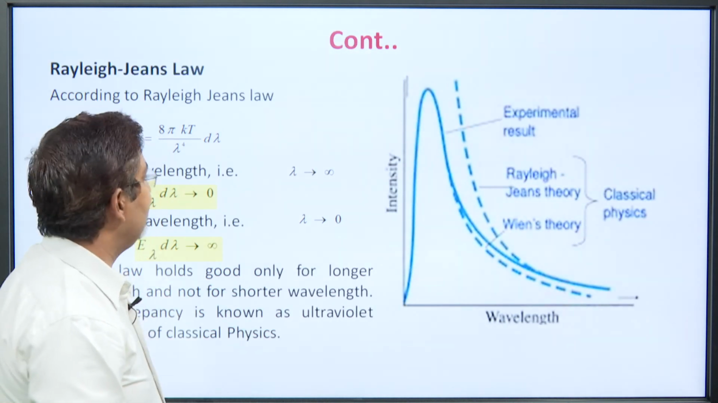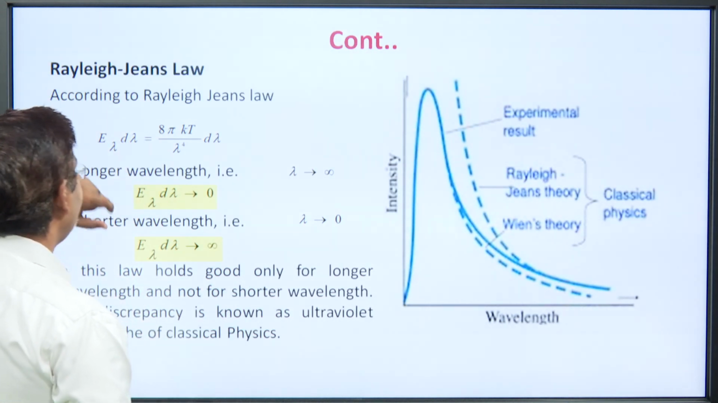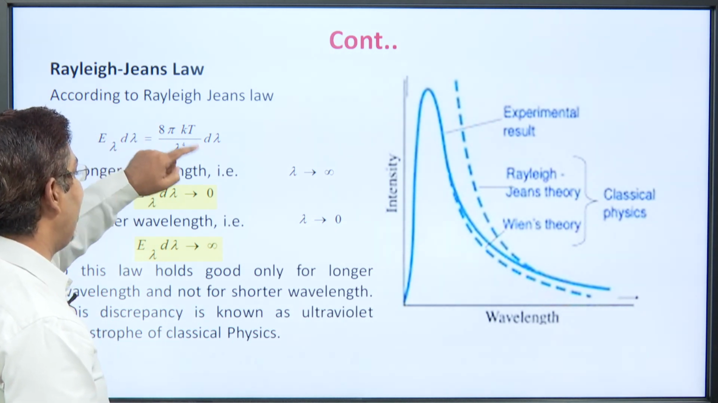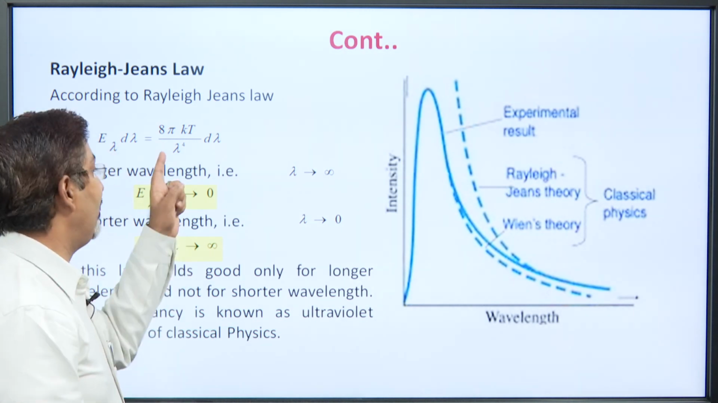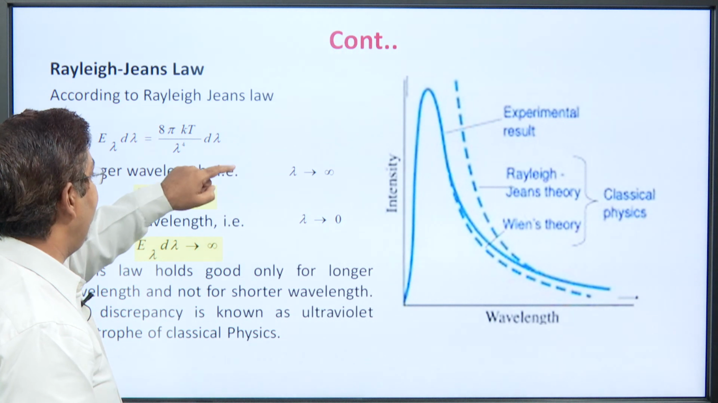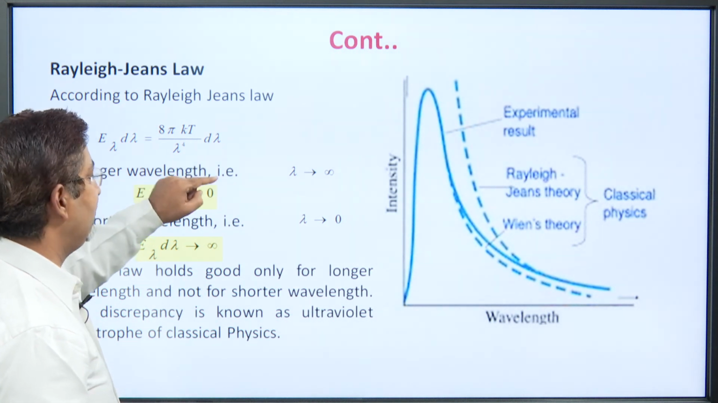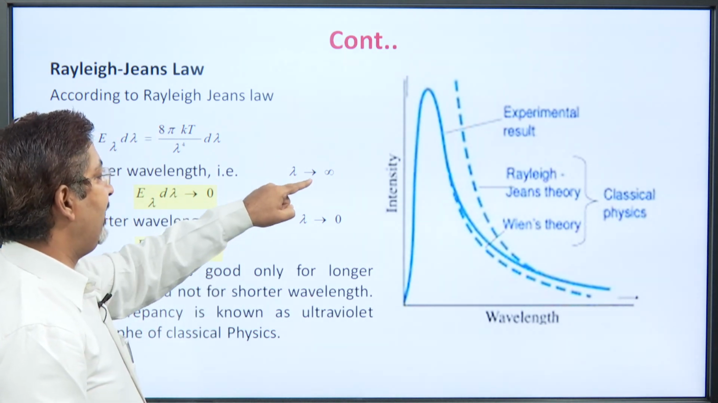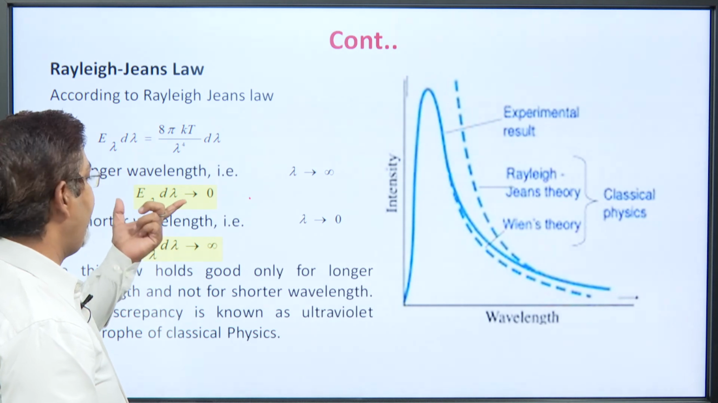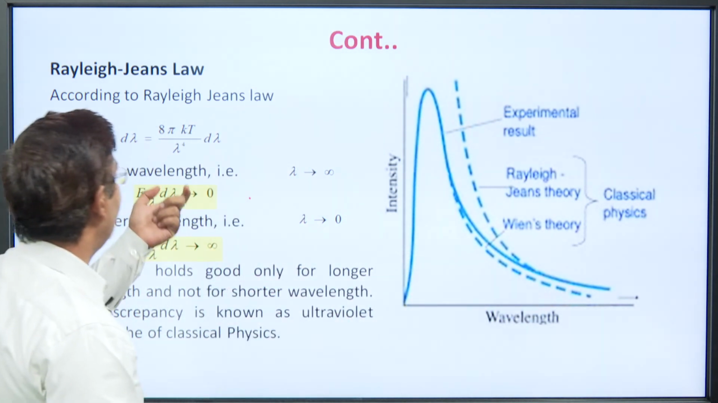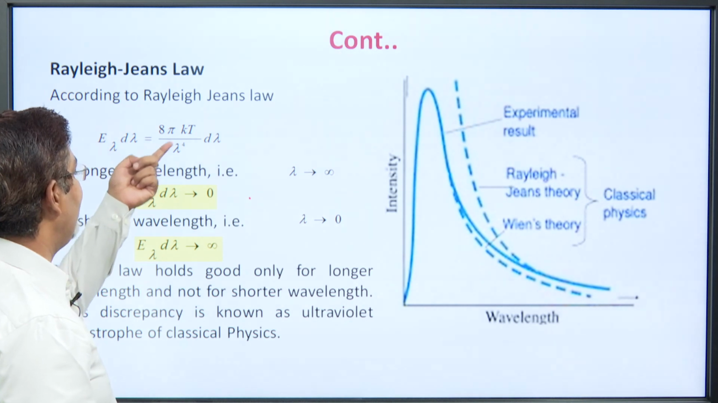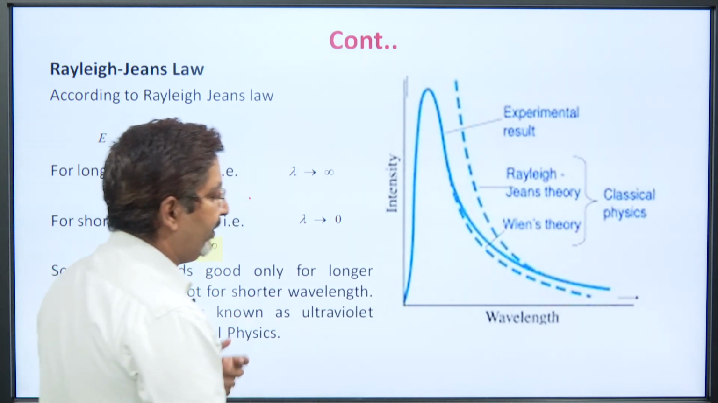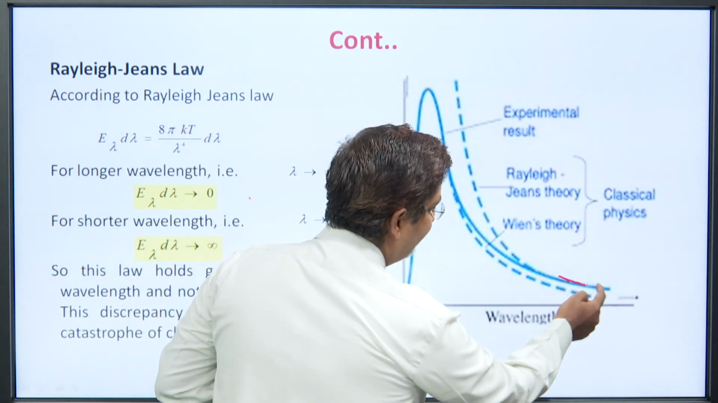The second attempt was by the Rayleigh-Jeans law, and the formula in terms of wavelength is given by E lambda d lambda is equal to 8 pi k T upon lambda to power 4, d lambda. For longer wavelength, on this side, that is lambda tends to infinite, this value, being proportional to 1 upon lambda to power 4, becomes very close to 0. So for this curve this is satisfied.